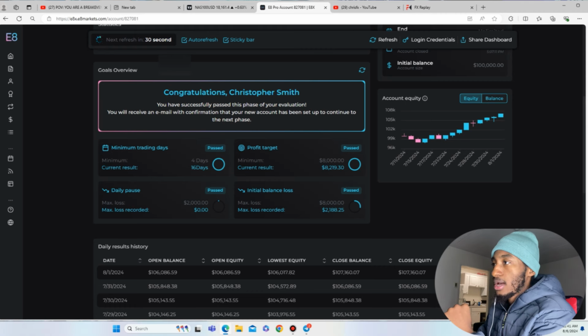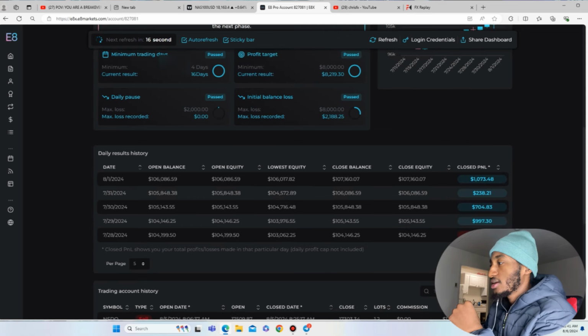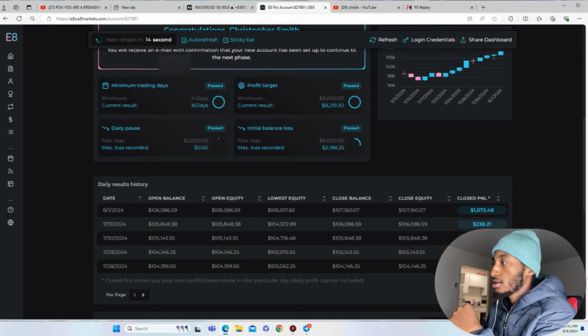You can see my profit target, passed. Initial balance loss 2,000. My max loss was 8,000. I didn't even go close to it because I manage my trades, right? So these are all the trades. These are all the wins I take in a day. As you guys can see, 1,000, 200, 700.